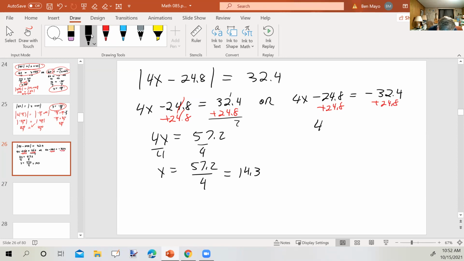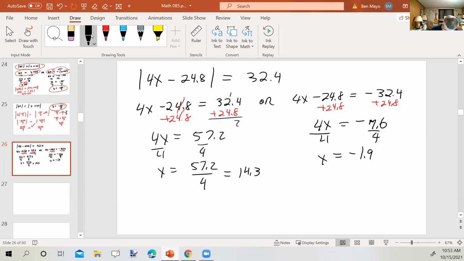So then we get 4x equals negative, well, let's see, negative 32.4 plus 24.8, we get negative 7.6. Then dividing by 4, negative 1.9. Okay, so let's check those two answers.